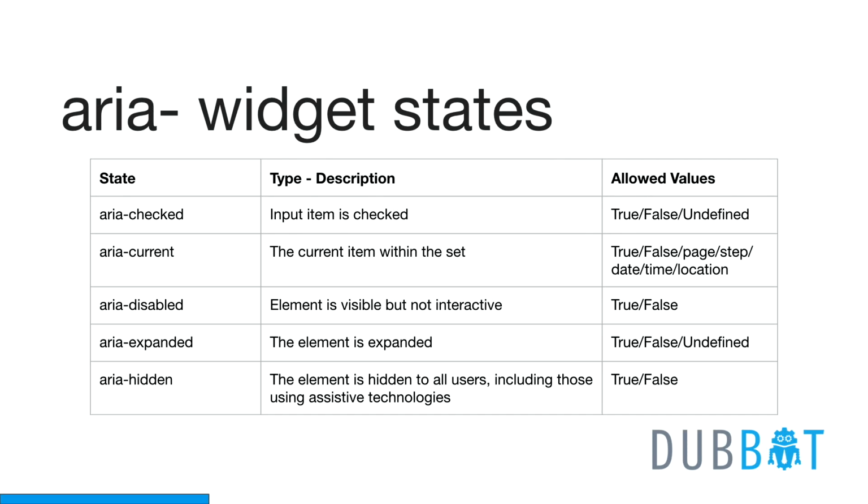ARIA hidden. The element is hidden to all users, including those using assistive technology. So this is a little confusing how it's written. ARIA hidden doesn't actually hide the element from people who are looking at the website. It will hide it from people who are using a screen reader. So a lot of times ARIA hidden can be used if you're using icons that really, there's a text alternative you're providing to the screen reader. You could add ARIA hidden to the icon and provide just the text label to the people using the screen reader, so it's not redundant.